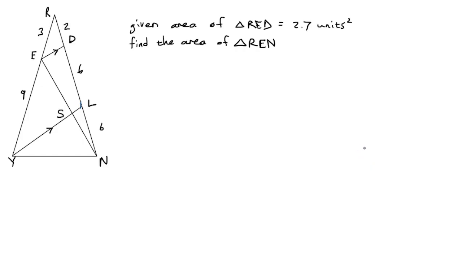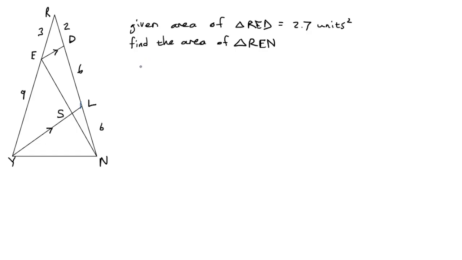In this video, we're going to be looking at a little bit of a trickier question of finding the area of another triangle, or it could have been asked as the ratio between the areas. The introduction to this was covered in a separate video, but just to show you how I would do it, given that the area of triangle RED is 2.7.